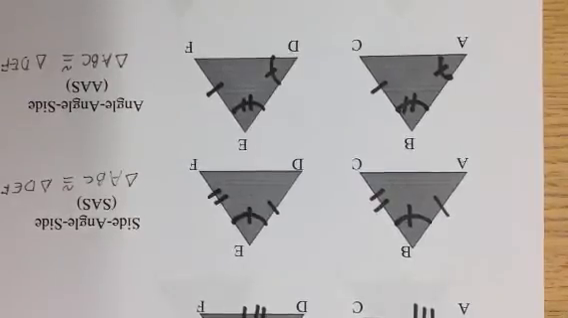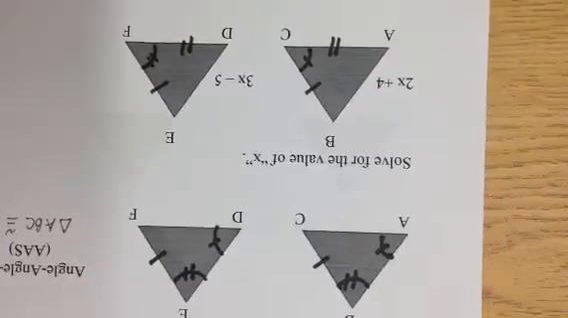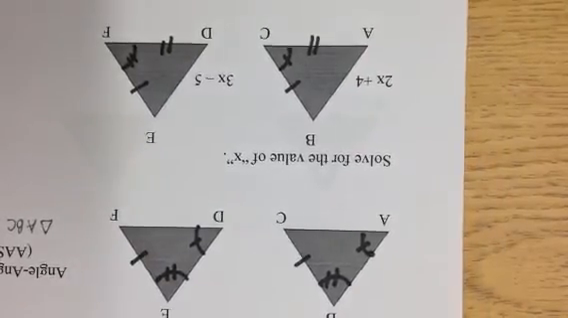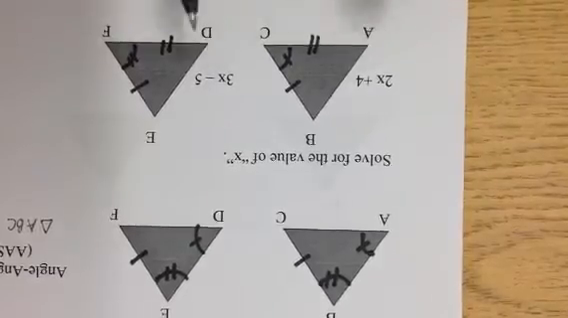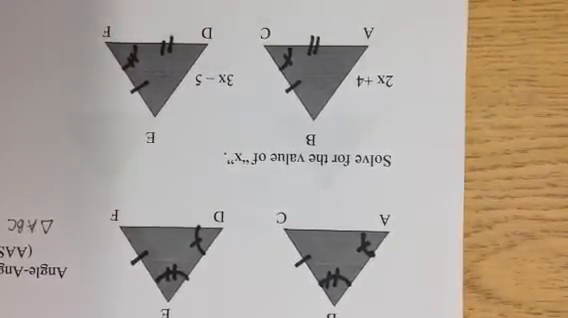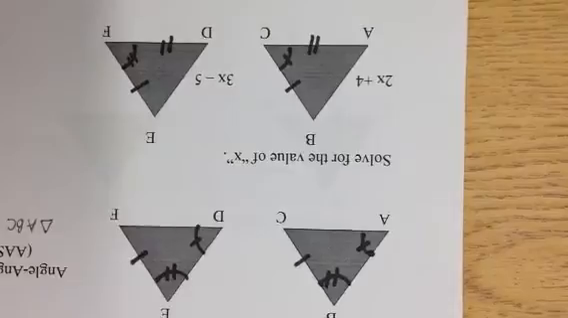All right, now, with that in mind, let's solve for x in our next example. Well, before we can solve for x, we have to make sure that the triangles are congruent. Because if the triangles are not congruent, then the corresponding sides are not going to be congruent. Let's see what we have.